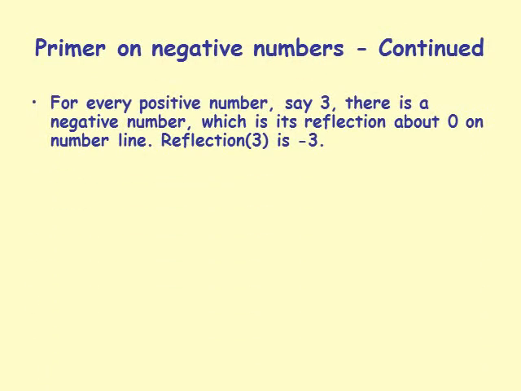Let's continue with the primer. For every positive number, say 3, there is a negative number, which is its reflection about 0 on the number line. So the reflection of 3 about 0 on the number line is -3. And the reflection of 0 about 0 is 0. That means if you go 0 steps to the right from 0 and go back 0 steps to the left, you're still at 0.